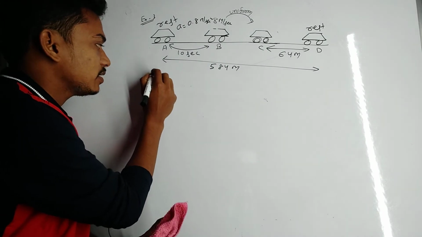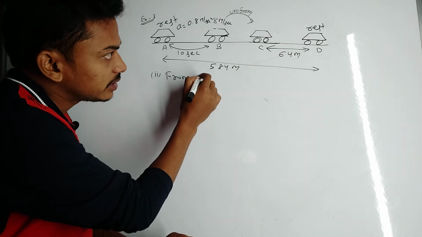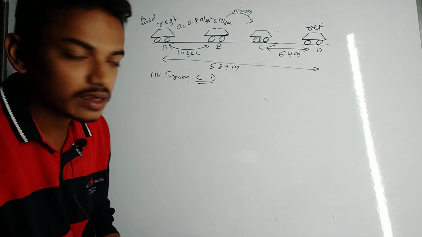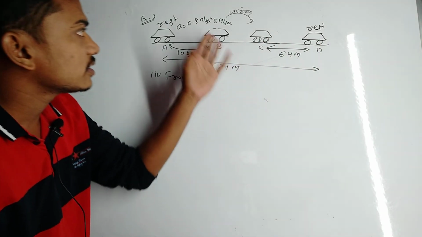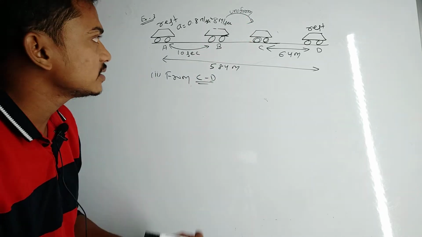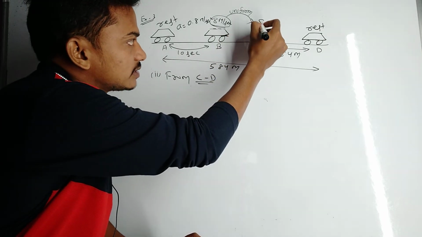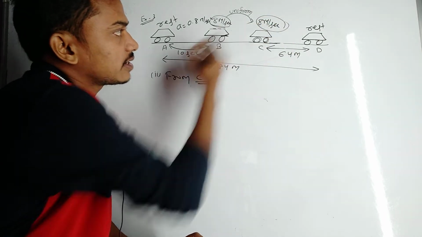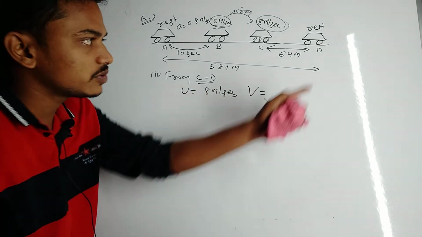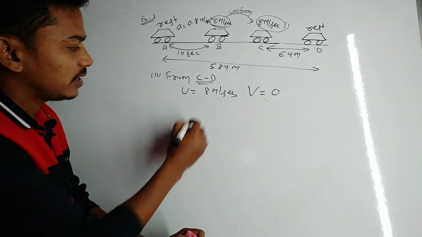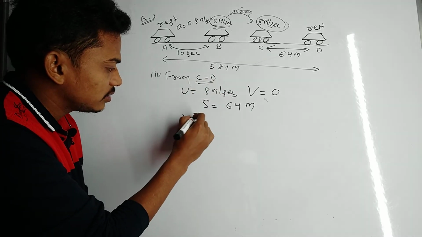Then second bit, what will be the retardation? Retardation will be here from C to D, since the speed decreases. You see that from B to C the motion is uniform, meaning the velocity is 8 meter per second, and here also the velocity is 8 meter per second. So initial velocity u is 8 meter per second, and finally it comes to rest at D. So the final velocity is 0 and the distance between them is 64 meter.